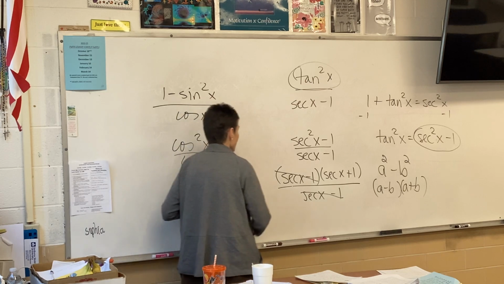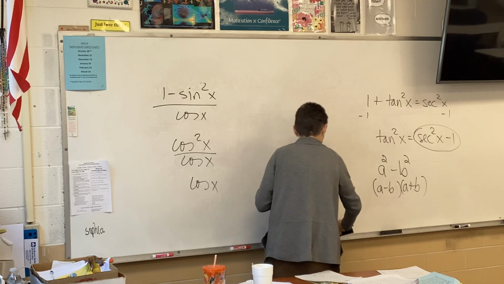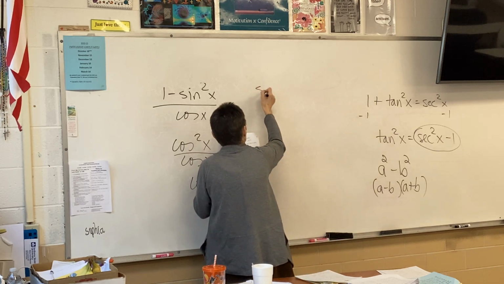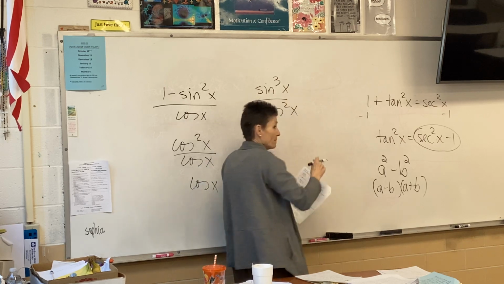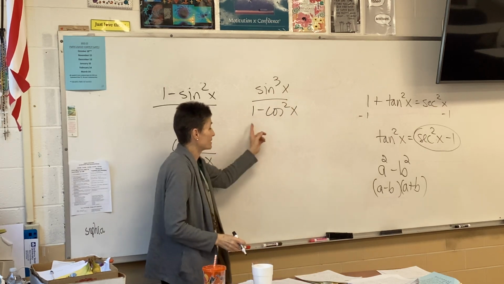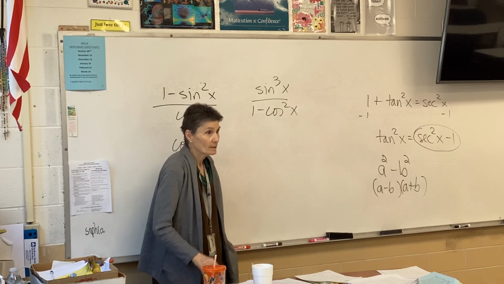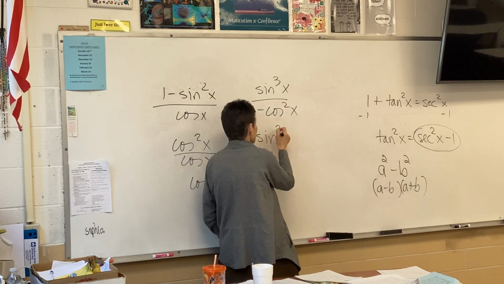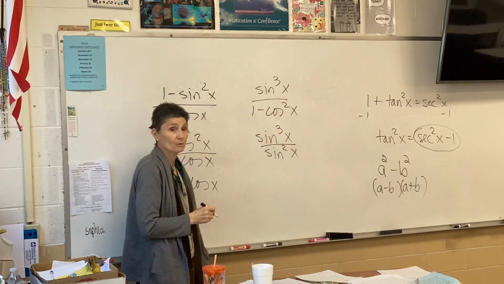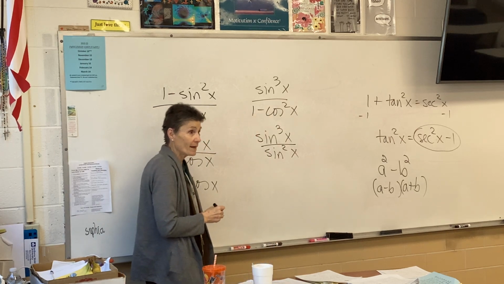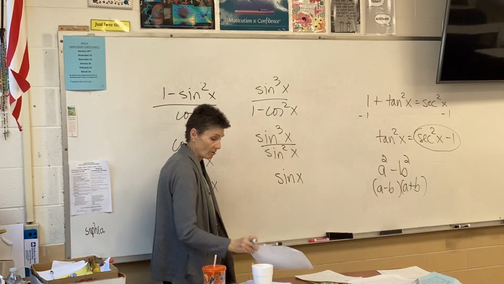17. I'm surprised nobody asked about that one. Or maybe you don't need to ask because you recognize the denominator. What's 1 minus cosine squared? Sine squared. So all we have is sine cubed over sine squared, which is going to cancel and make sine. Yeah, that was easy, but looked freakishly hard.